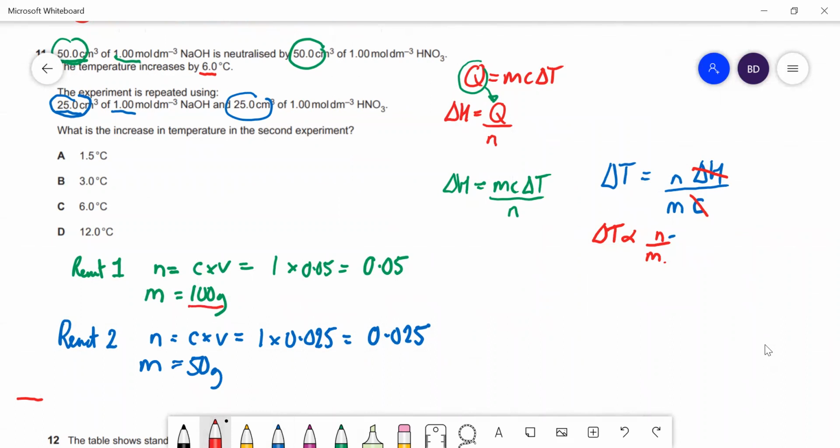So you can see, because in reaction 1 you've got double the number of moles and double the mass, it's exactly the same. The delta T for both reactions is the same. So both experiments are the same, so it should be 6 degrees C. The answer is C. So just to say that in words, in experiment 2, you've only got half the number of joules of energy being released, but you've only got half the mass of solution to warm up. So the overall temperature change is the same.